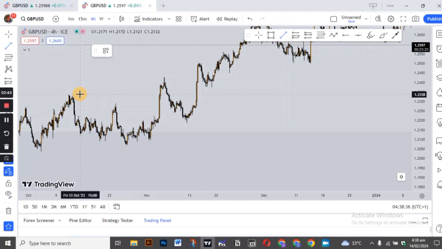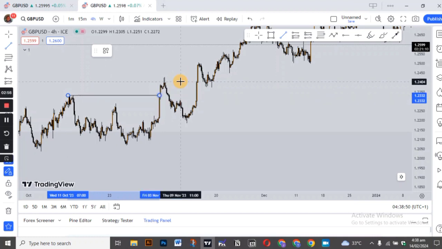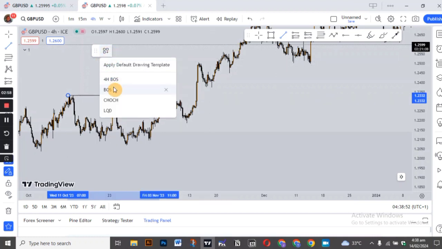So for example, now look at this trade. This is actually a break of structure. This zone actually broke this structure. It broke this swing structure. So let me mark this as a break of structure, a BOS.